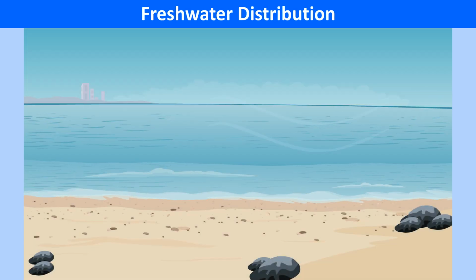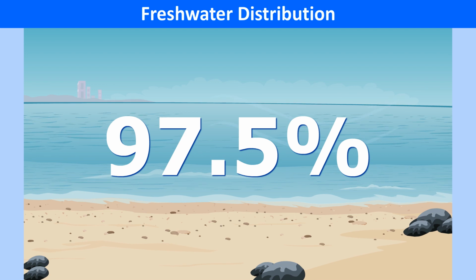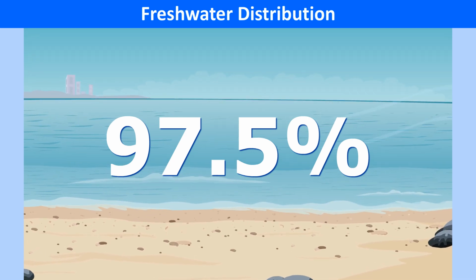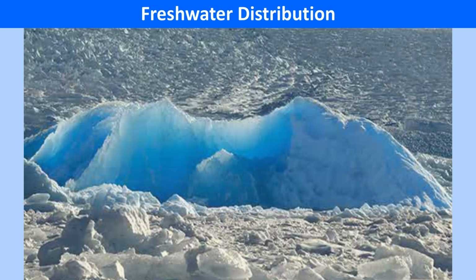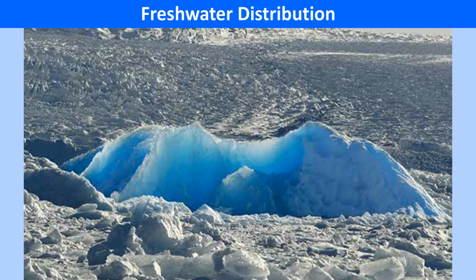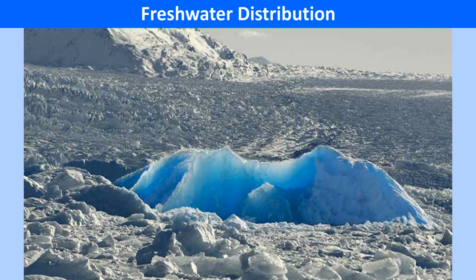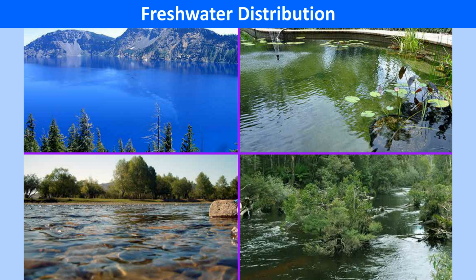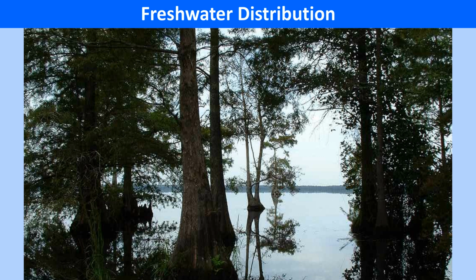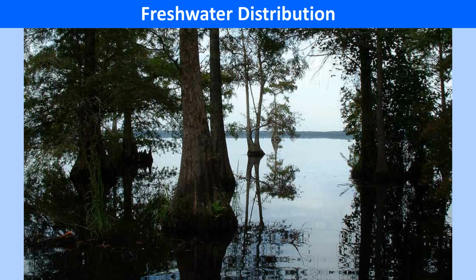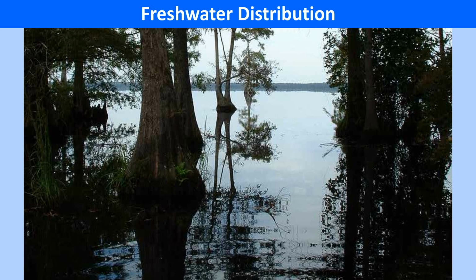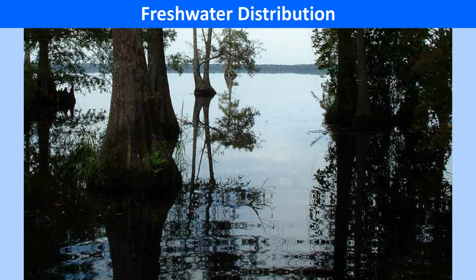Freshwater distribution. You know that 97.5% of water on the surface of the earth is salt water and not fit for human use. Most of the little fresh water we have is frozen as ice sheets and mountain glaciers. Lakes, ponds, rivers and streams are the sources of fresh water. Wetlands such as swamps and marshes also have fresh water. This water is salt-free and accounts for less than 0.5% of the world's water supply.